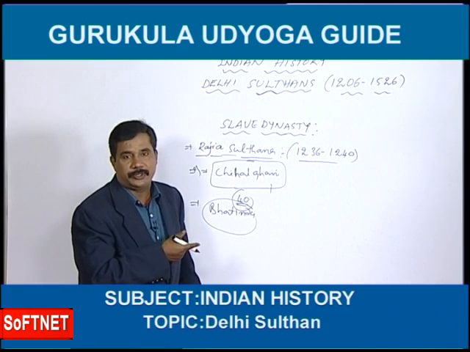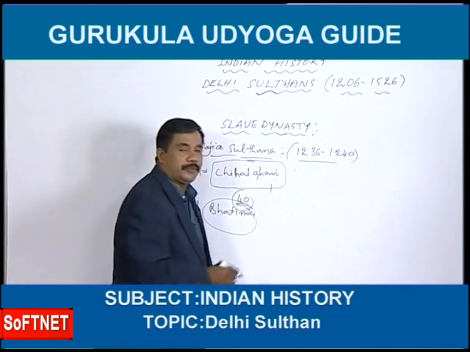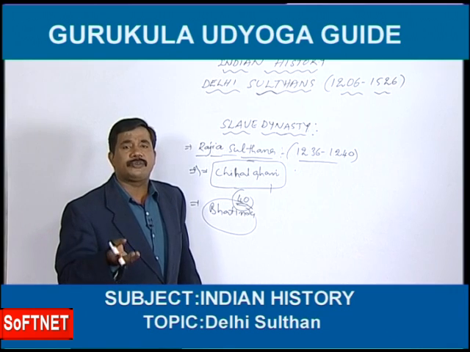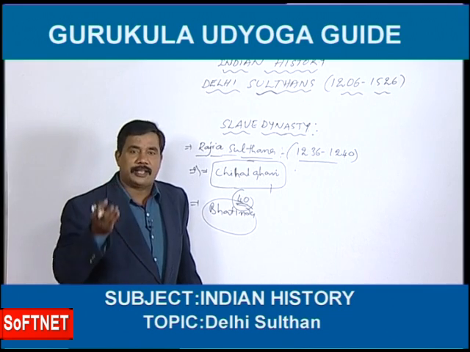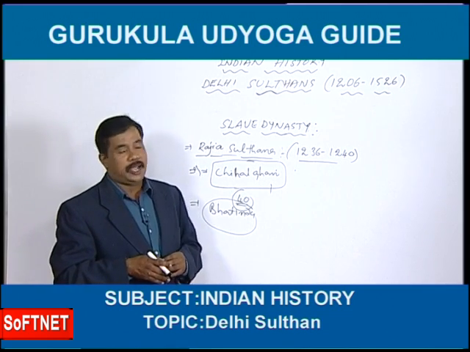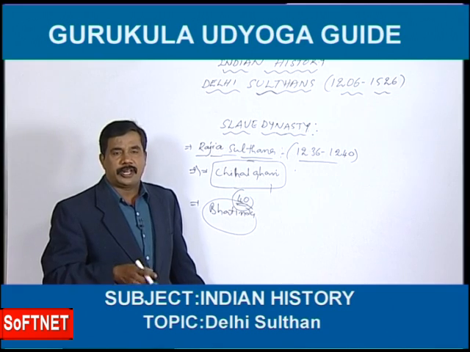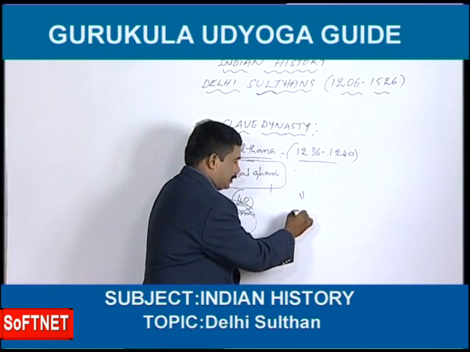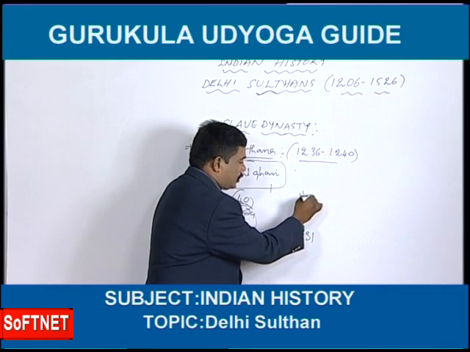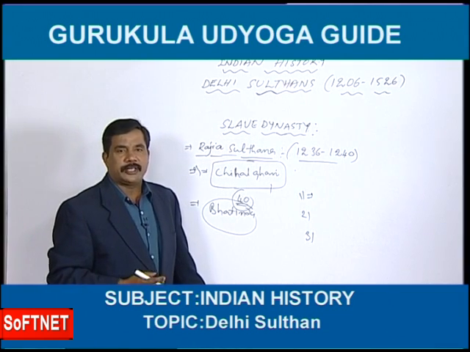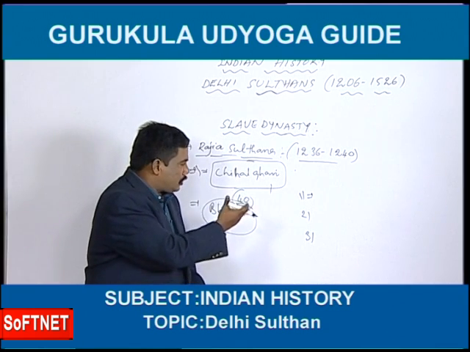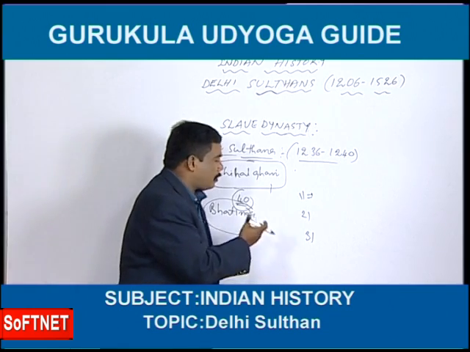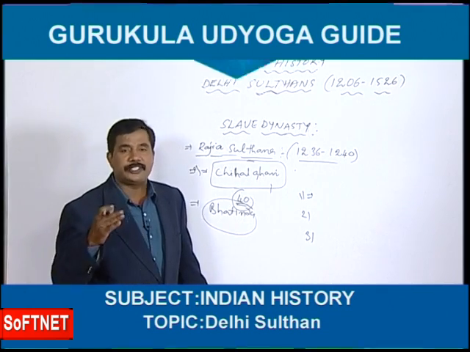We may have the question: who is the first woman ruler in India, or who is the first woman to rule the Delhi Sultanate? That is Razia Sultana. After Razia Sultana, there are no important rulers. But after her we can see Bahram Shah, Masud Shah, and Nasiruddin Mahmud. These did not have efficiency.